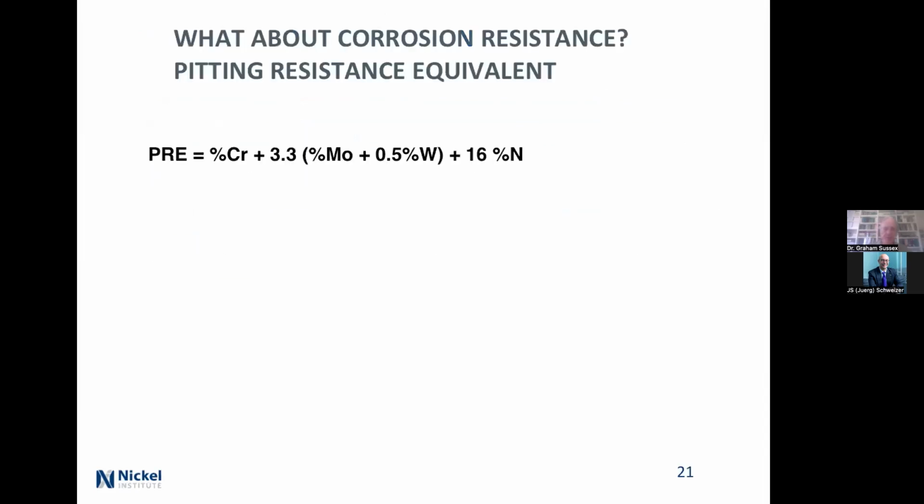So how do you actually measure it? There's a thing called a pitting resistance equivalent, and that's given by the percentage of chromium plus 3.3 times the percentage of moly plus a bit of tungsten. That's only apparent for one particular family of alloys. Plus 16 times nitrogen. So every now and then people look at it and say, that's great, we put lots and lots of nitrogen in.